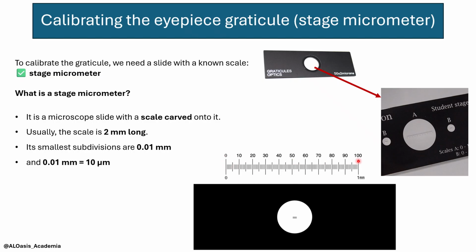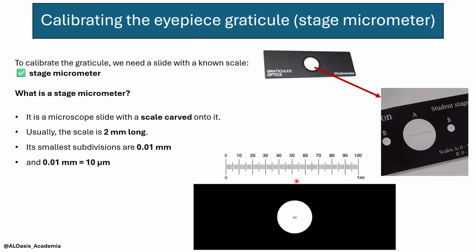These numbers above just represent how many divisions we have. So we have 100 divisions, or 100 lines, on this scale, and each line is 0.01 millimeter, which means if we convert it to micrometers, each division is 10 micrometers wide. So if this whole scale is 1 millimeter, then it is actually 1000 micrometers. That's the first thing that you need to understand.